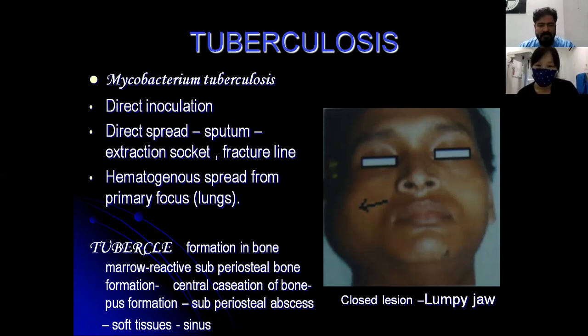Then tubercle formation in the bone marrow, reactive subperiosteal bone formation. After that, central caseation of the bone, pus formation, and subperiosteal abscess, soft tissue and sinuses. So you will see a lumpy jaw here.